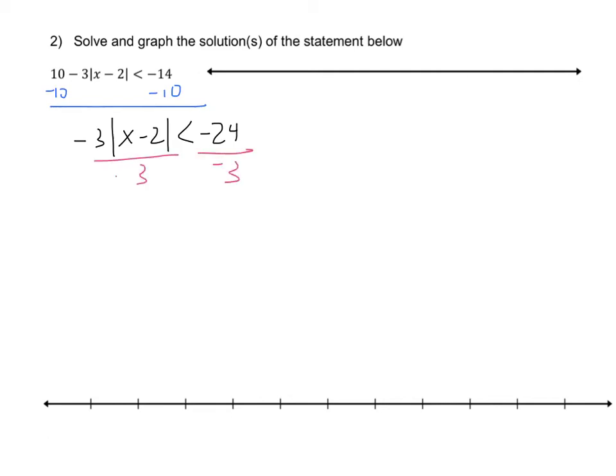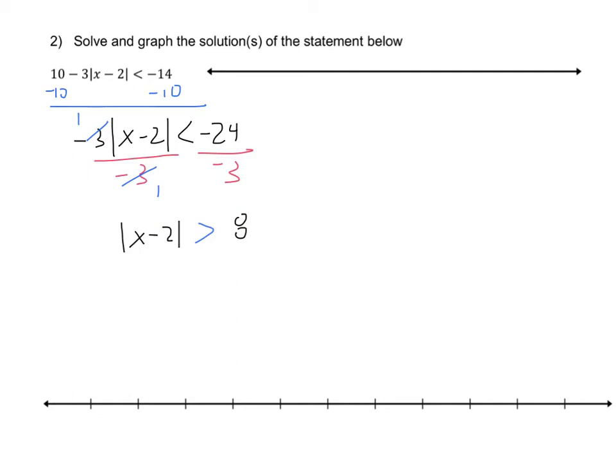These negative 3's will divide out. This becomes 1 and 1, so I have the absolute value of x minus 2. On the right, negative 24 divided by negative 3 is 8. Now be careful. We divided both sides by a negative number, so our inequality symbol needs to be reversed. So we have the absolute value of x minus 2 is greater than 8. Is that what you got? If you did, great job.